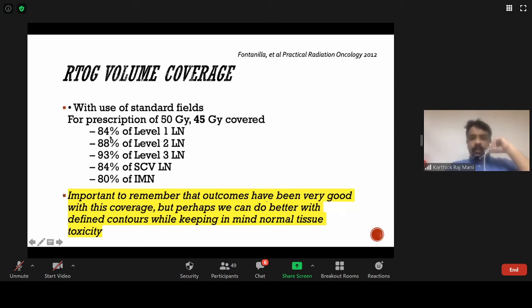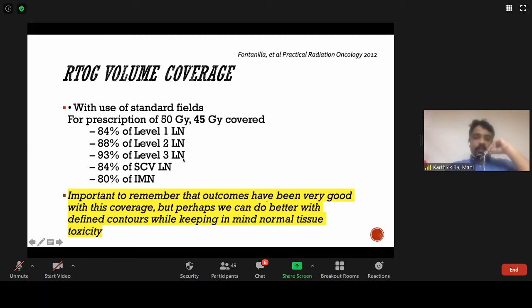Normally, if you go with this journal reference, 84% of the level 1 lymph node is covered by 45 gray when you prescribe 50 gray, and 88% of level 2 is covered by 45 gray volume, and 93% of level 3 is covered by 45 gray volume, and 84% of the supraclavicular node and 80% of the IM node is traditionally covered when you put in standard portals.